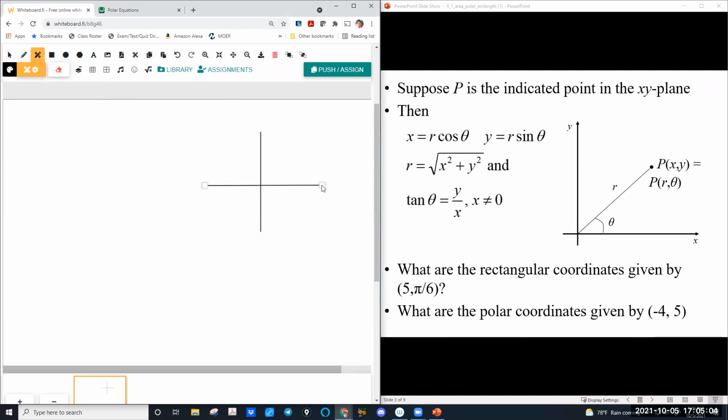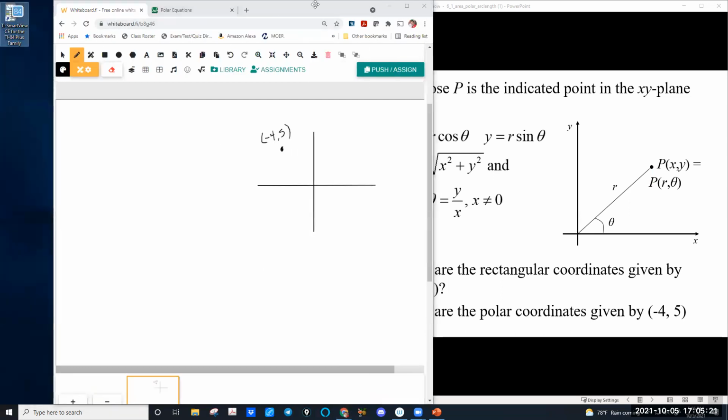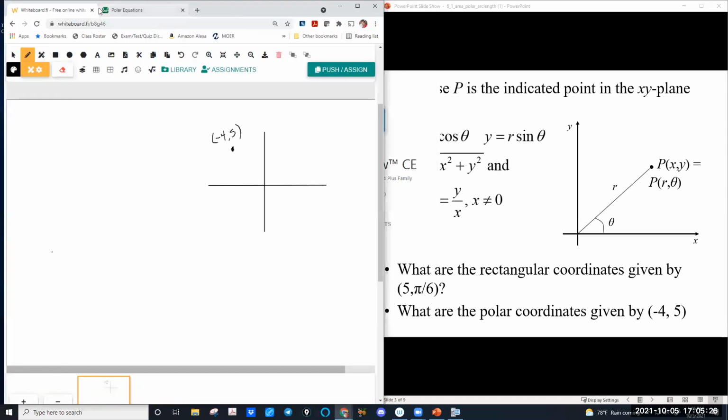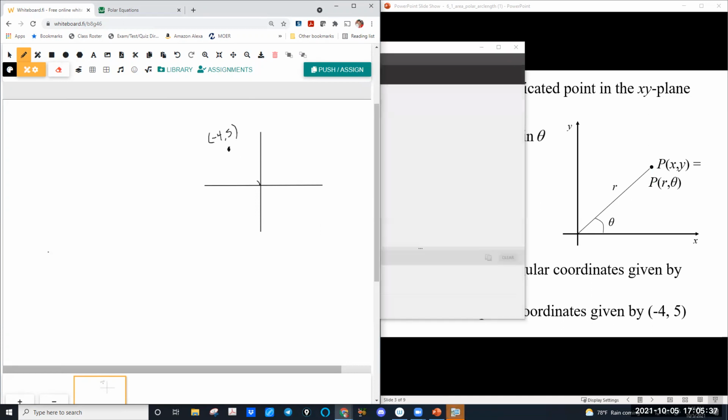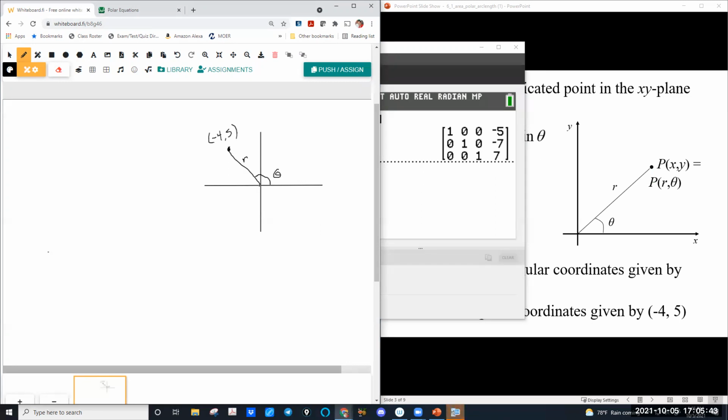So let's talk about how we move a point this way. All right, so we've got the point -4, 5, which would be roughly about right here. And let me get my calculator open, because there's something I want to show you in there. So how do we get from this point to a polar point? Well, we need two things. We need distance r, and we need the angle theta.